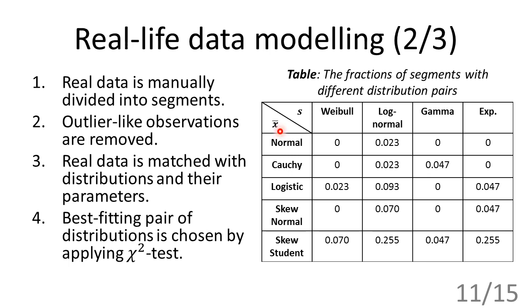We actually chose these distributions for the means, and these distributions were chosen for describing the standard deviations of these means. The choice of distribution was made, first of all, according to quality of their fit in real data. For each segment, we chose the best fitting distribution pair by applying chi-square test. We fixed this pair and its parameters, and on the slide you can see the table which represents how many examples of different pairs were met in percentage.